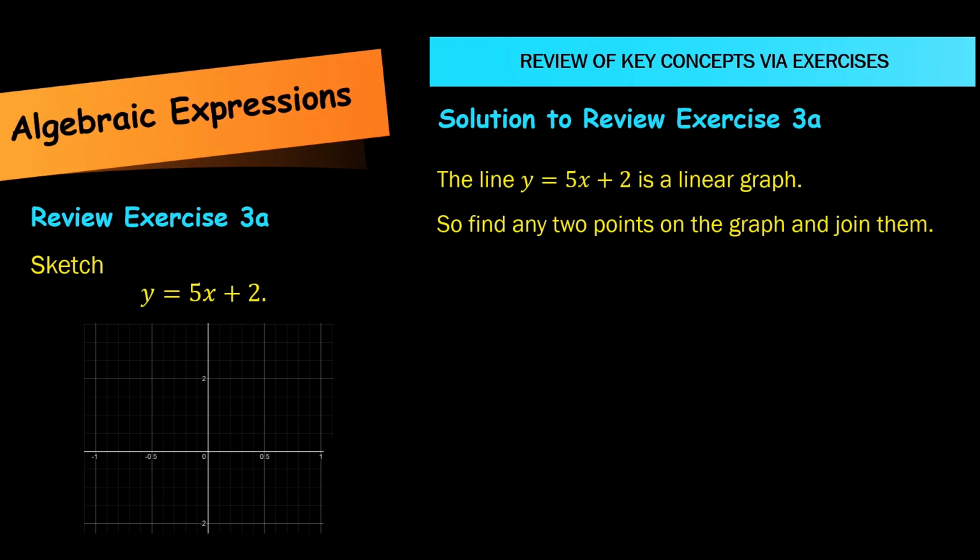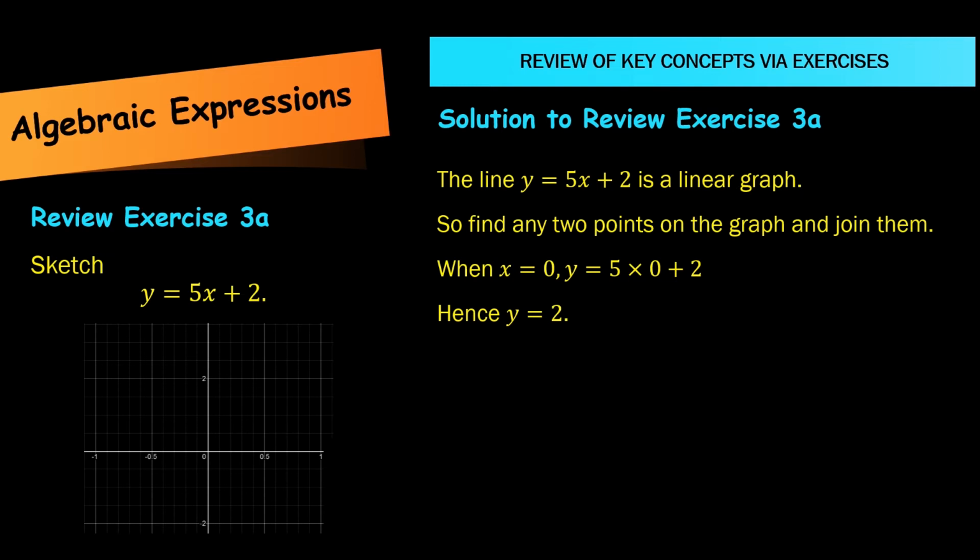So let's find out what's y when x is 0. We plug in the values in our line, as shown, to give us y equals 2. So when x is 0, y is 2. That's 1 point on our graph.